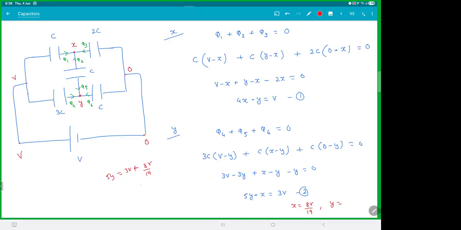Plus X, yeah, what calculation am I doing? 50 and 65, 13. 13V by 19. Check. Yeah, numbers are not great. Then what? Question is still not over. You just found X and Y. So you found the voltages at those two points. Then what do we do?